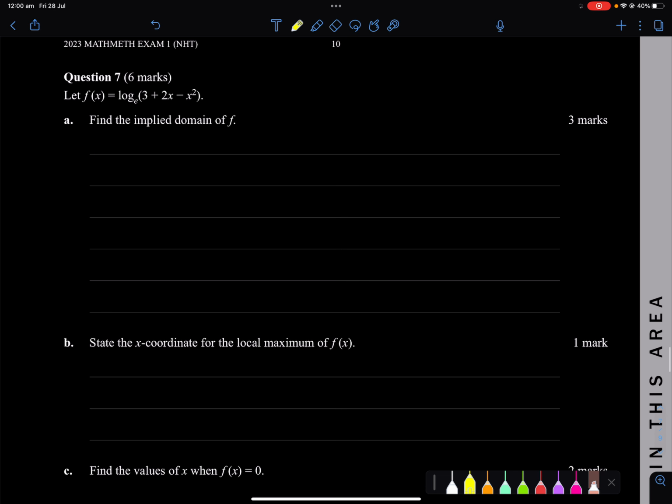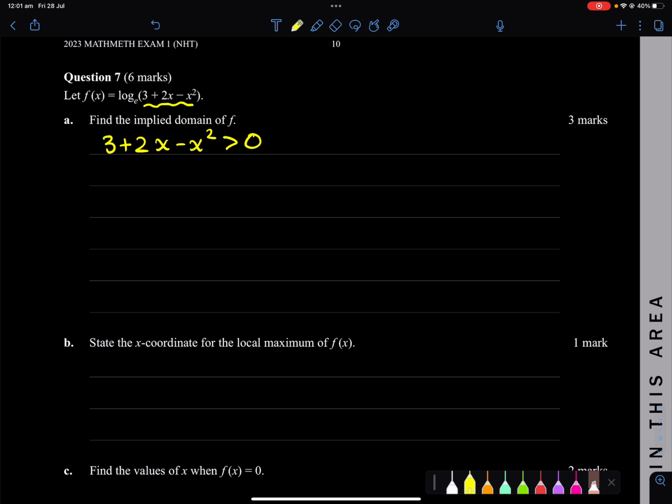Let's look at question 7. Let f of x equal log blah, blah, blah. Find the implied domain. Okay, for a log function, to find the domain, we look at the inside function and we solve for x when it's greater than 0, for example. So the inside function is 3 plus 2x minus x squared. We want it to be greater than 0.